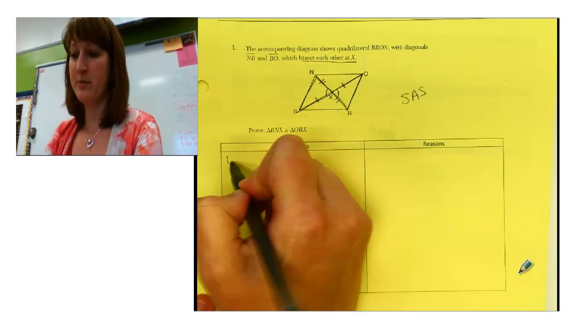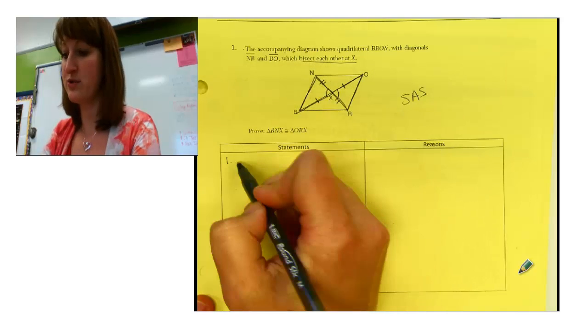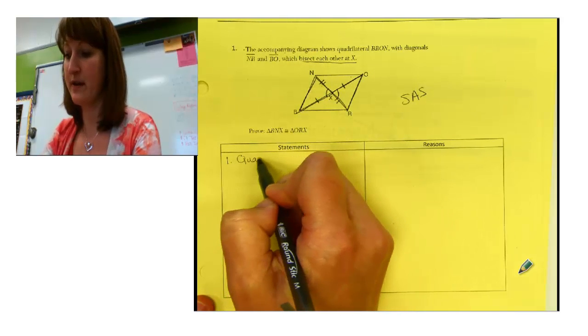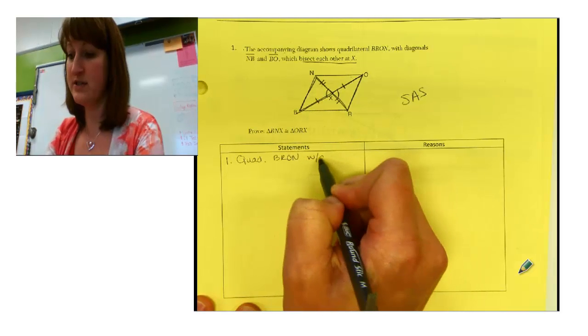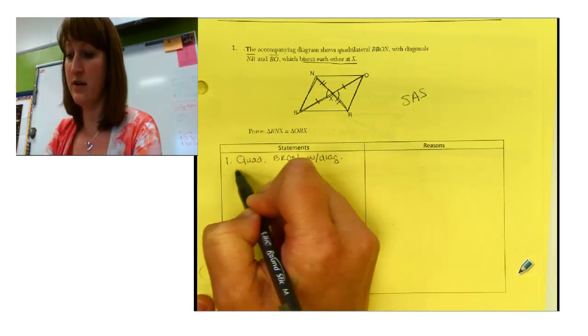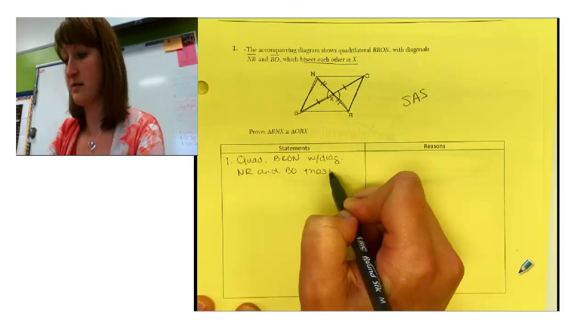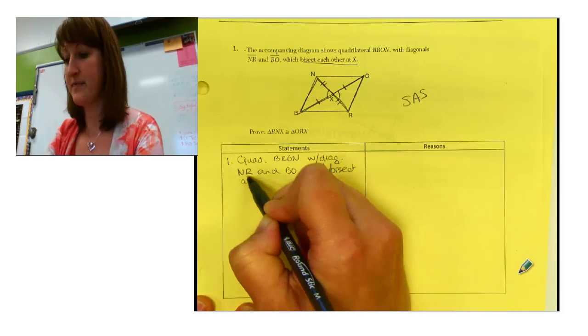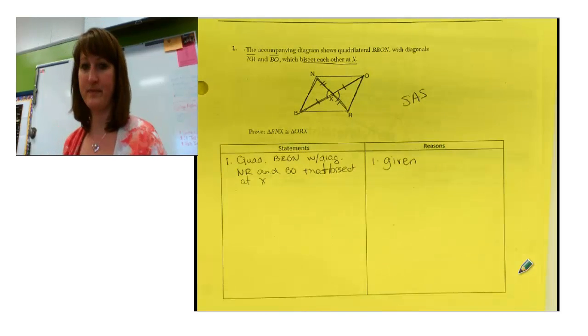So let's write the proof up. First thing we want to do is put our givens in there. So it says the accompanying diagram shows quadrilateral BRON with diagonals NR and BO that bisect each other at X. And that was the only thing I was given.